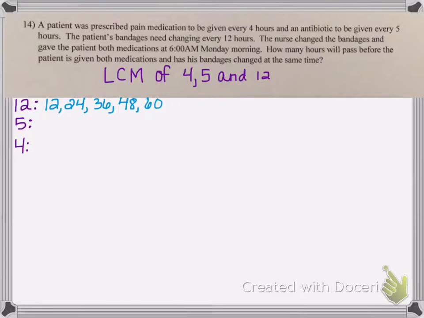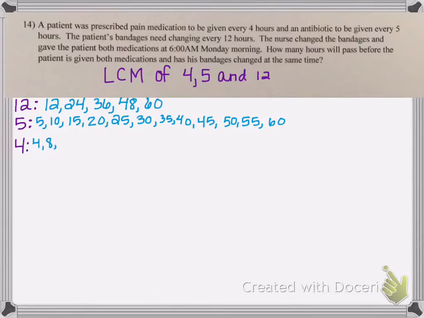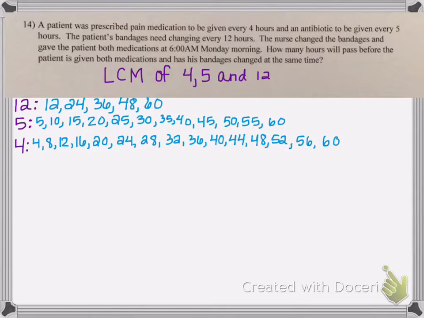So now I'm going to start with the list of multiples of 5: 5, 10, 15, 20, and so on until I get to 60. And then we go with our list of multiples of 4. The 4 is going to be the longest list because 4 is the smallest number, so it's going to have the most multiples before we get to 60. So now we can see 60 shows up in all three lists.